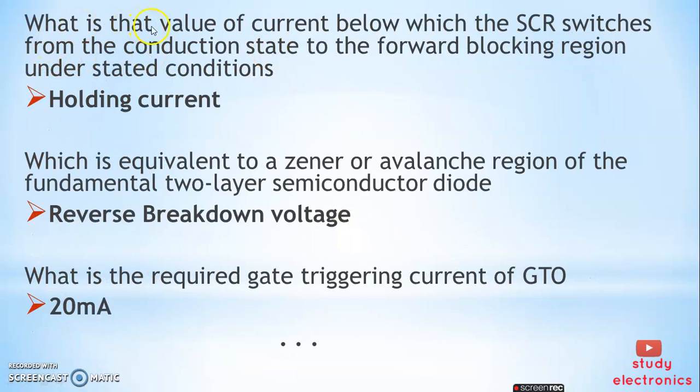Next, what is that value of current below which the SCR switches from the conduction state to the forward blocking region under stated condition, that is holding current. So, at the holding current condition, the SCR switches from conduction state to the forward blocking region. Next, which is equivalent to a Zener or avalanche region of the fundamental two-layer semiconductor diode? Reverse breakdown voltage. Next, what is the required gate triggering current of GTO?